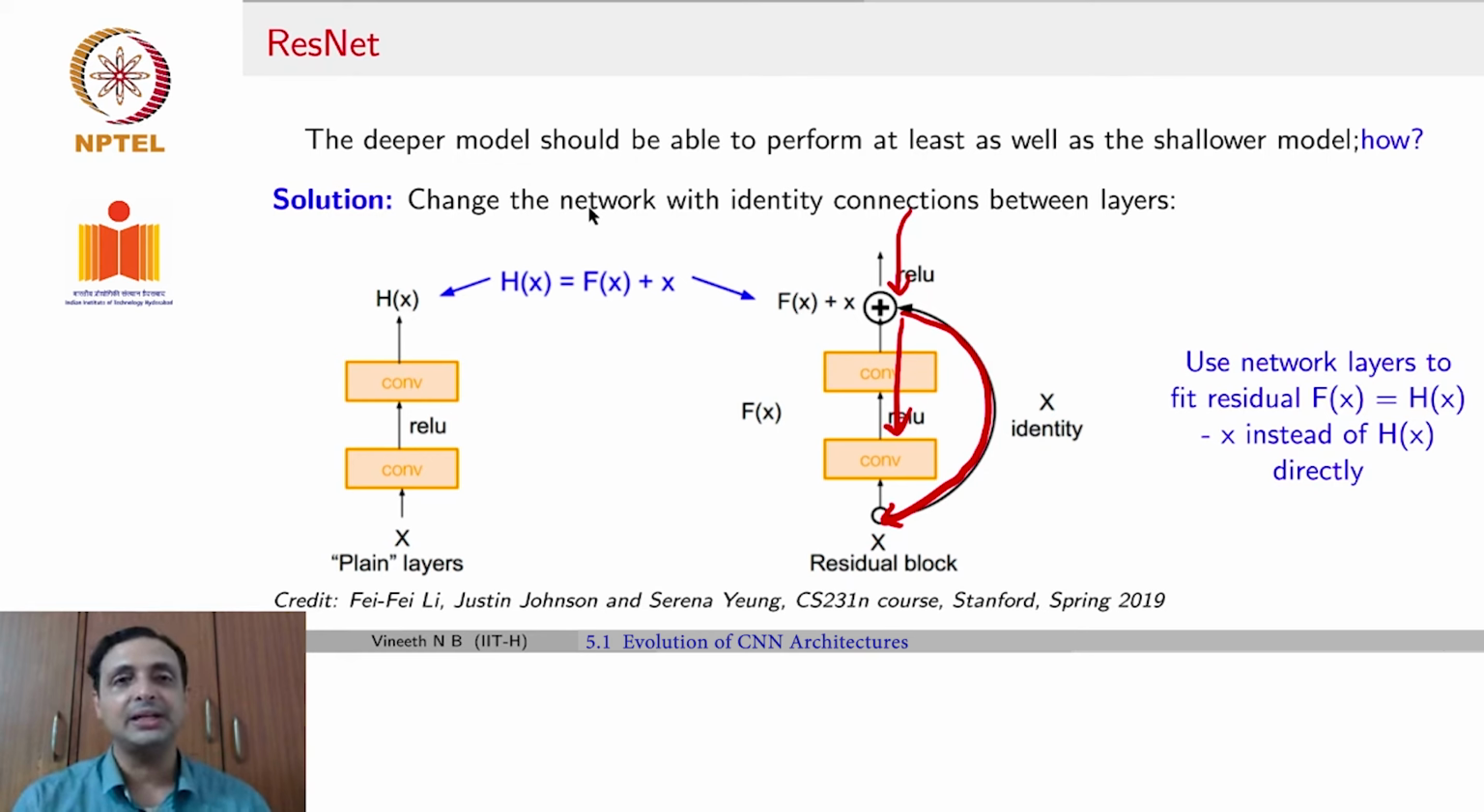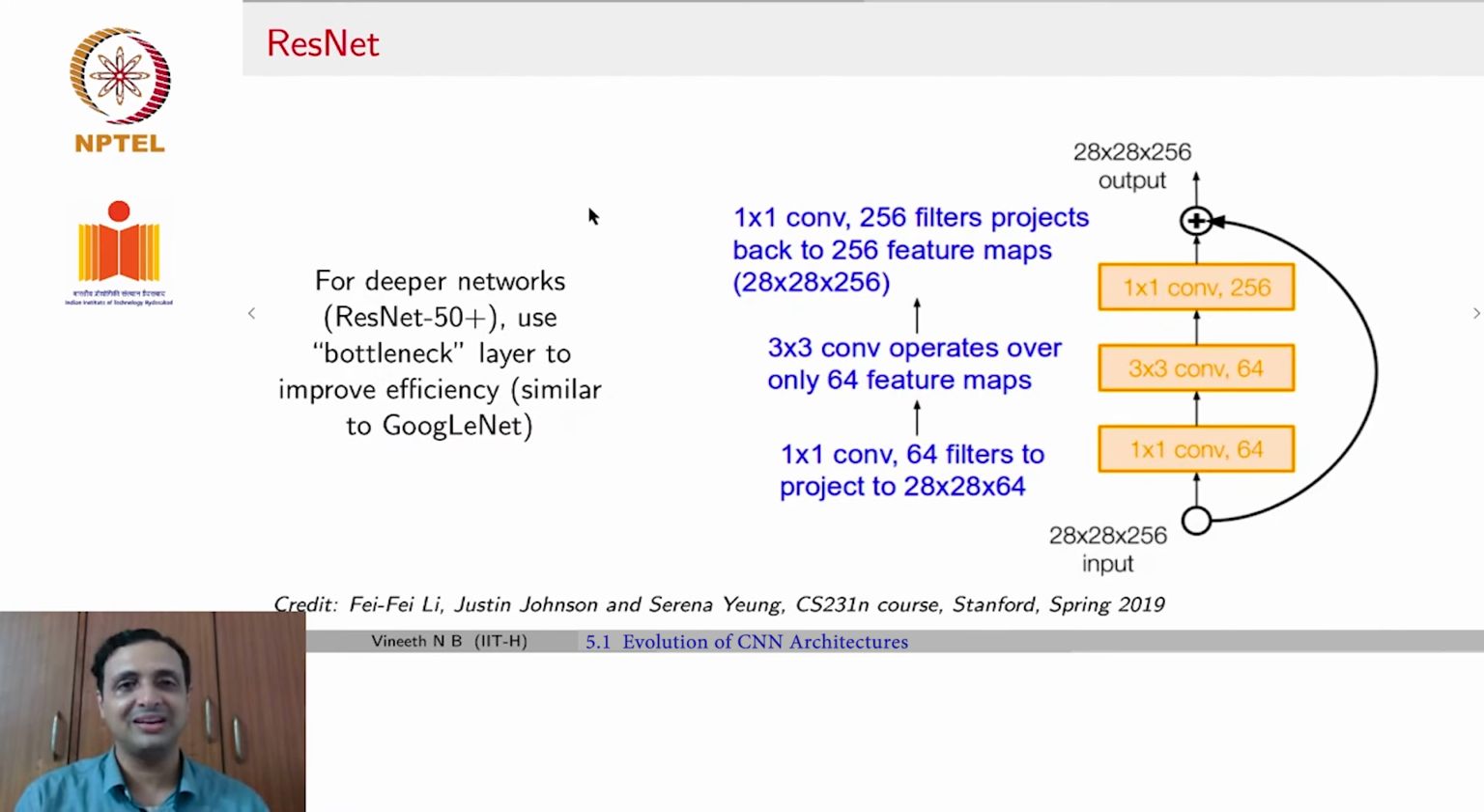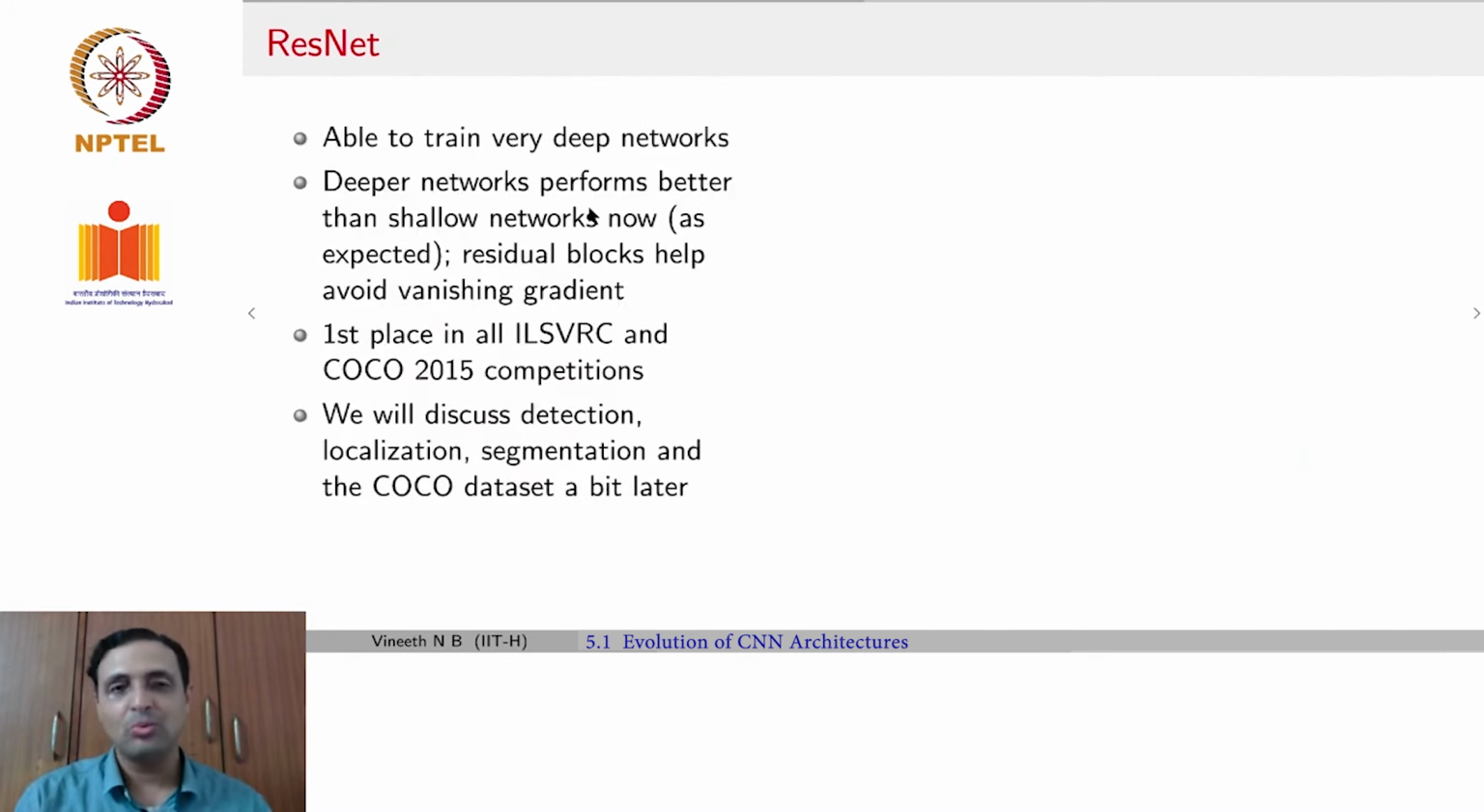And these identity connections that connect residual blocks serve like highways for the gradient to just flow through. They are like short circuits. The gradient just flows through them, while there is a part of the gradient that still keeps coming through the layers. And that allows even the earlier layers to get a strong gradient signal. And now deeper networks perform better than shallow networks.